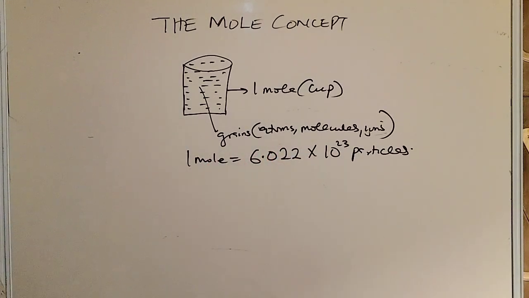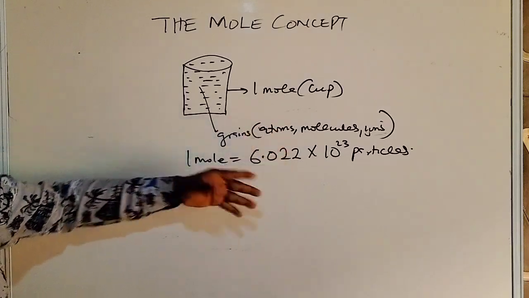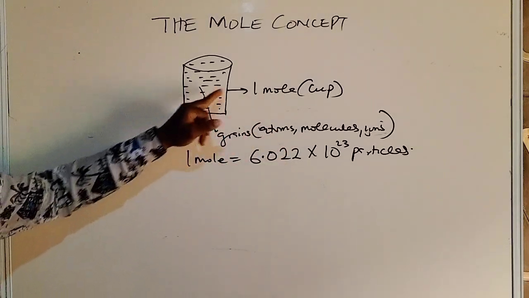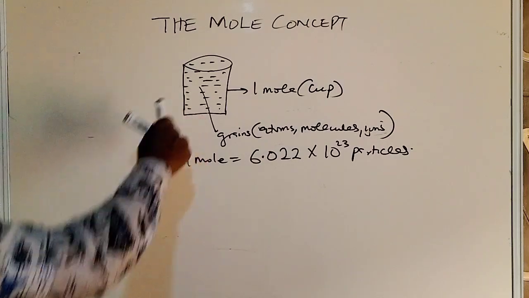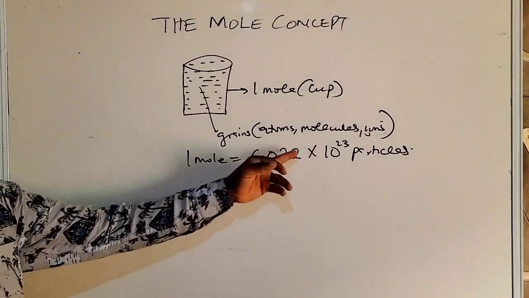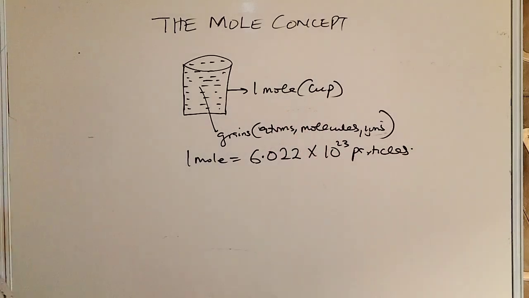So you see that. That means if this cup of rice is truly 1 mole, it should contain 6.022 × 10^23 grains of rice.